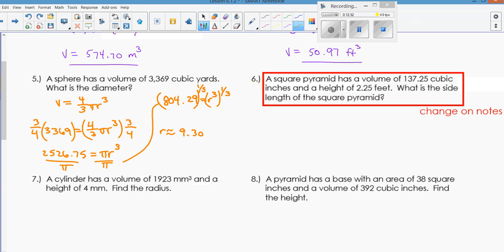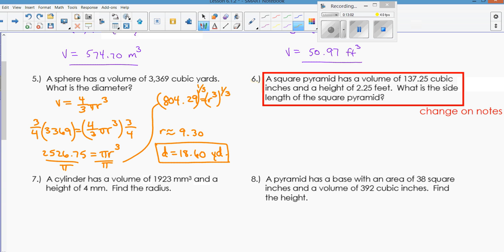9.30, which means your diameter is double that. So your diameter would be about 18.60 yards, because it's just a length. There you go. Alright, so that's the first one of working backwards, and we'll try it again. This one you're going to have to change, sorry, just cross some stuff off and change it, pause it if you need to, but it's definitely not the same problem as on your notes.